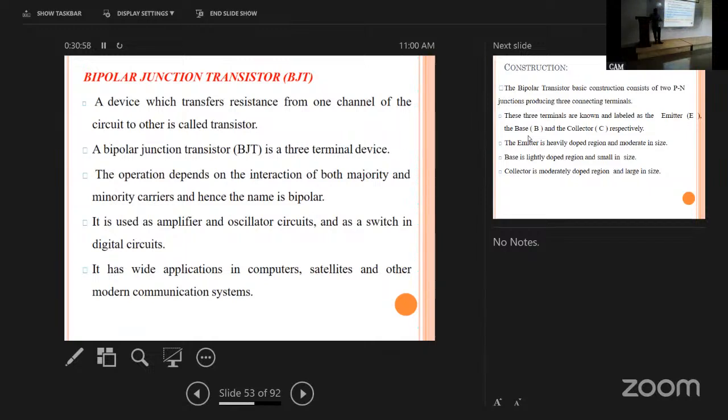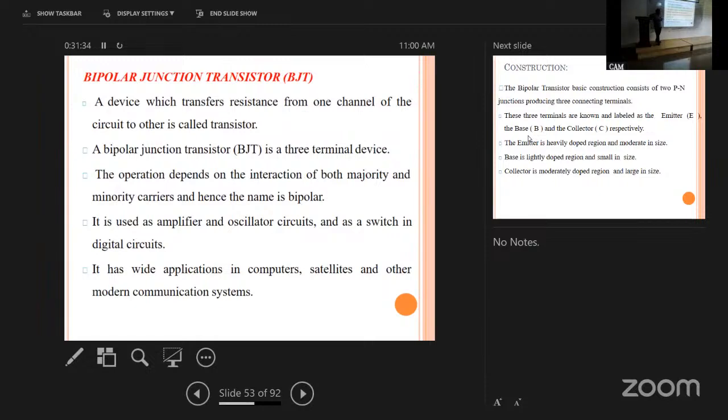So it is a 3-terminal device. Bipolar junction transistor means it is a 3-terminal device. It acts as a switch in electronic circuits. BJT, bipolar junction transistor, means here you will get 2 junctions. So 2 PN junctions oppositely connected will form the bipolar junction transistor. Here we have 3 terminals, called emitter, base, collector.